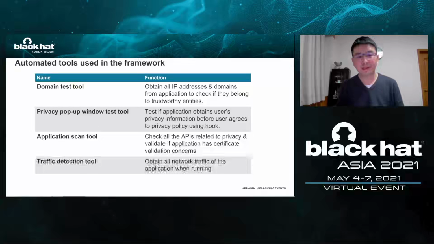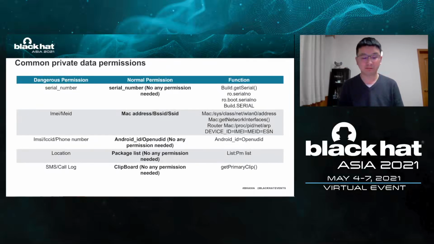The third one is the application scan tool. It can check all the APIs related to privacy. The last one is the traffic detection tool. It can obtain all network traffic of the application we're running. We use these tools to check part of the privacy issues. Here is some typical privacy information in the Android system. We use this tool to check.